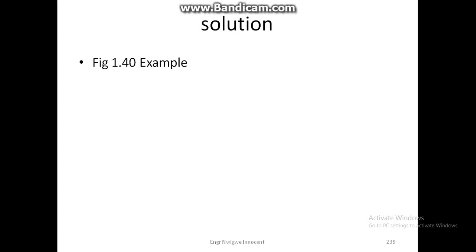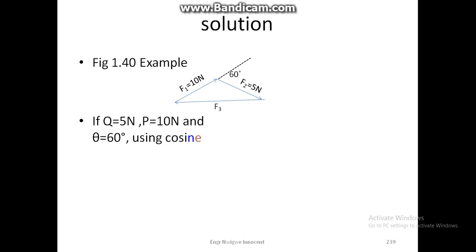Solution. The magnitude of F1 can now be represented, since F1 and F2 are at an angle of 60 degrees. Then it can be represented by the two sides of a triangle, and F3 being the resultant of the force.